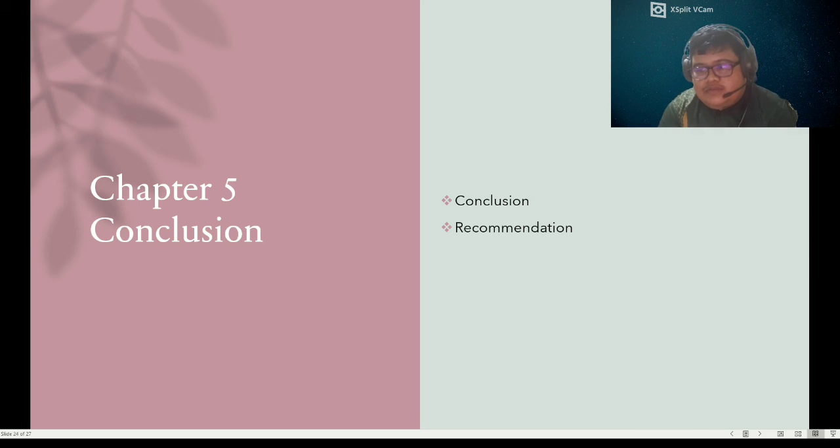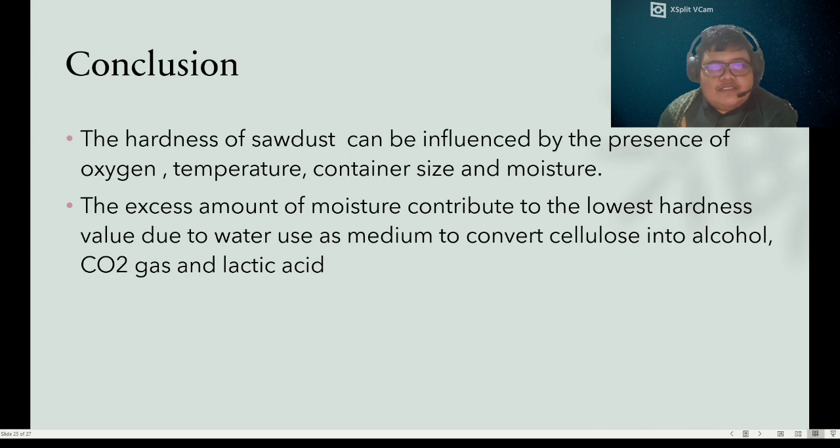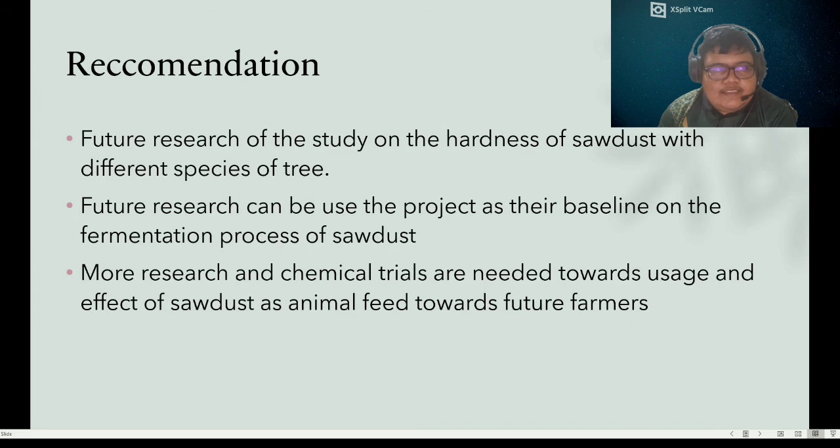Okay, this is the conclusion. The hardness of sawdust can be influenced by the presence of oxygen, temperature, container size, and moisture. The excessive amount of moisture contributes to the lowest hardness value due to water being the medium to convert solutes into alcohol, carbon dioxide gas, and lactic acid.